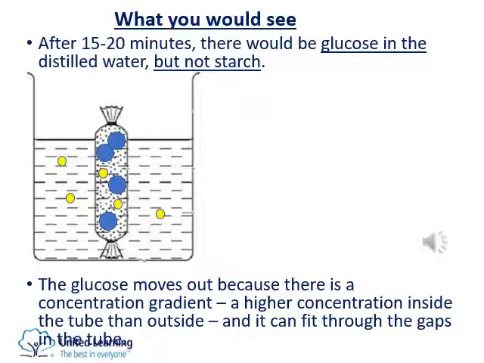The starch, however, still has a concentration gradient because there's a high concentration of starch inside the tubing, but the starch cannot fit through the partially permeable membrane. The holes are too small for the starch to fit through. So the starch will just stay inside the tubing.